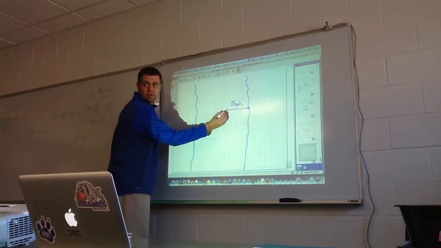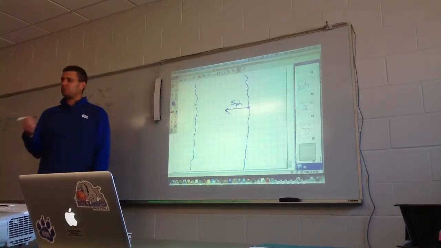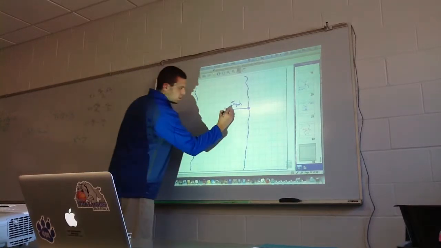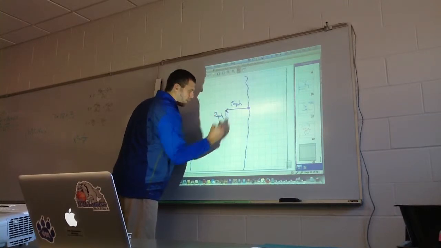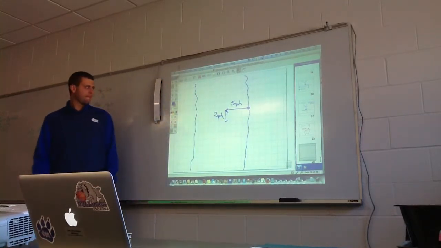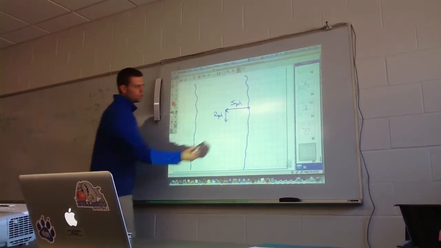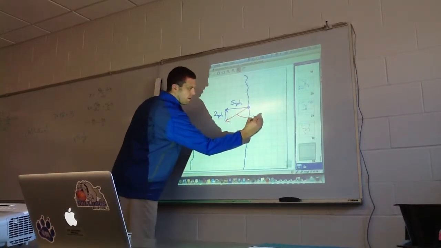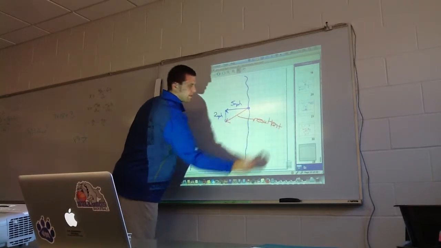So then from the tip of this arrow, if I want to find the resultant, I've got to draw the other force that's acting at the same time. And that's the force of the current. So the current is going to be pushing me south at 2 miles per hour. So then this right here, that is what's actually going to end up happening.